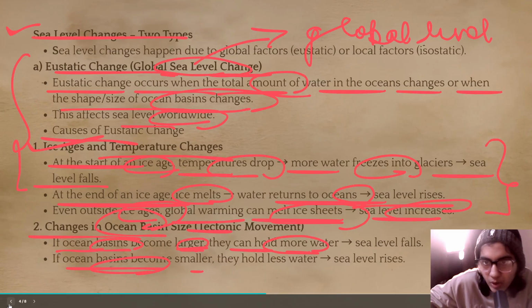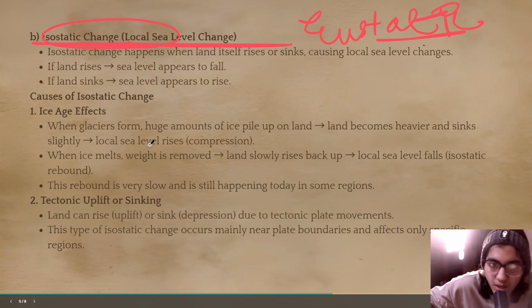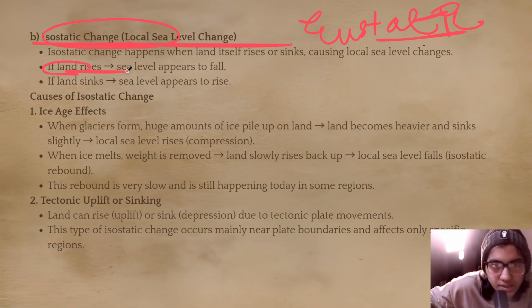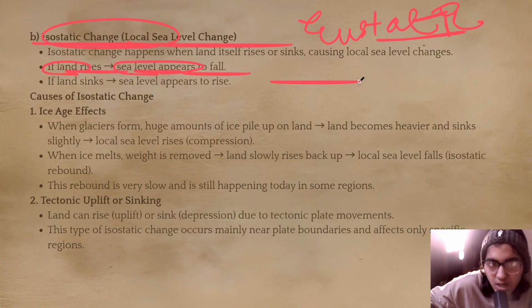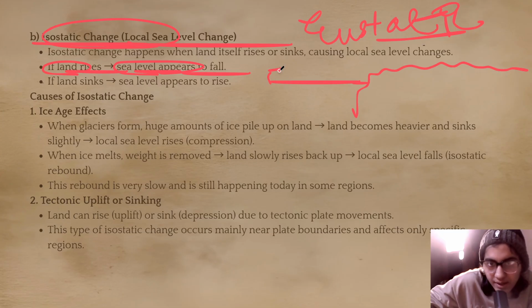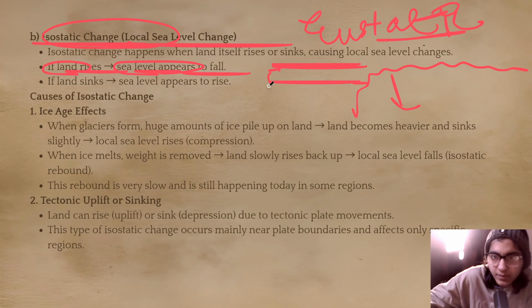Here the amount of water in the ocean is not changing. What happens is the land rises or sinks. So if the land rises, sea level appears to fall. You can think of it like this: this is the land, and here is the sea. If the land rises, this sea level appears to fall. Sea level is not falling literally; it appears to fall because the land rises.